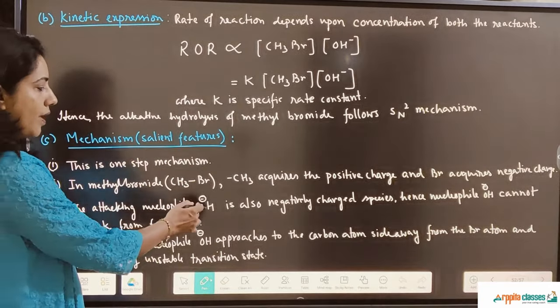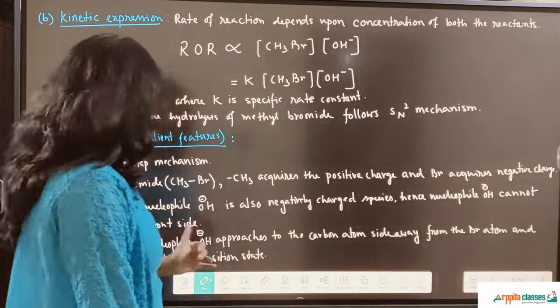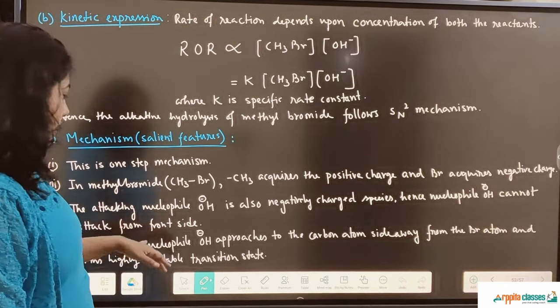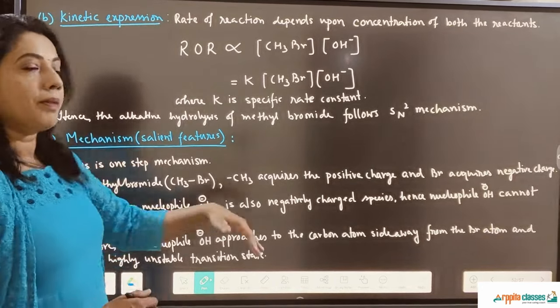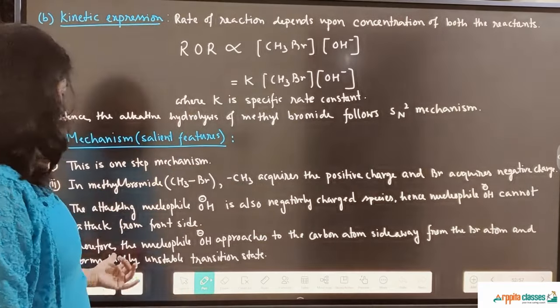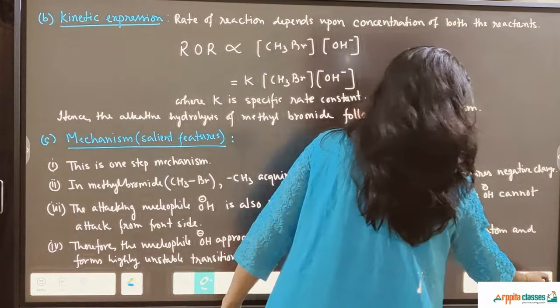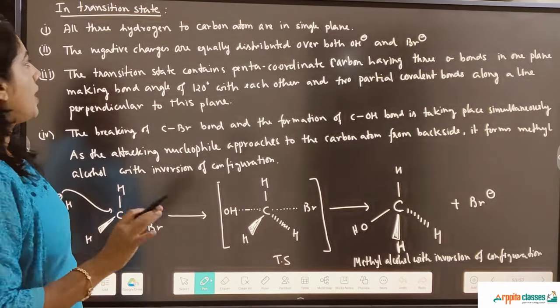The attacking nucleophile OH minus is also a negatively charged species, hence it cannot attack from the front side, which I mentioned already. Therefore, the nucleophile OH minus approaches the carbon atom from the side away from the Br atom and forms a highly unstable transition state, which we have already seen in the previous slide. Now we are talking about the transition state.